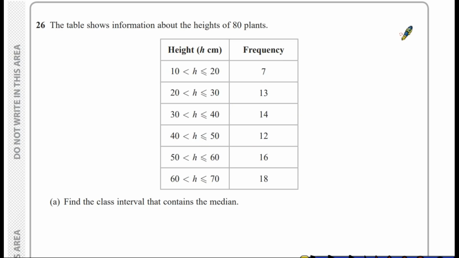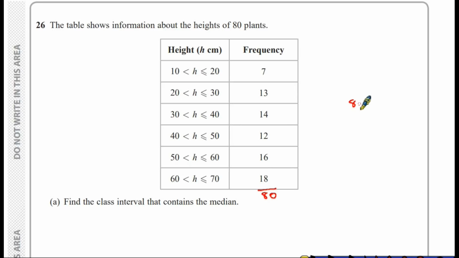Question 26. The table shows information about the heights of 80 plants, and we're asked to find the class interval that contains the median. Well, the class intervals are the different lines here. We have a total, as we're already told, of 80 plants. Therefore, to find the median, we put them in order. Well, they pretty much already are for us in a table like this. So we want the one that's in the middle.